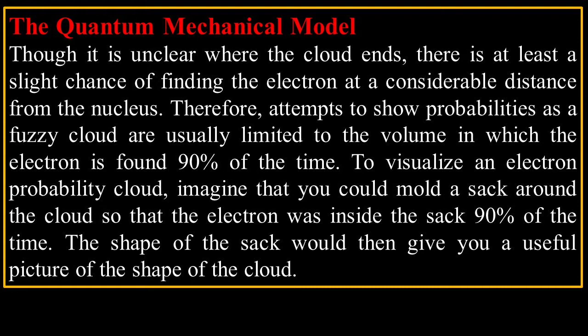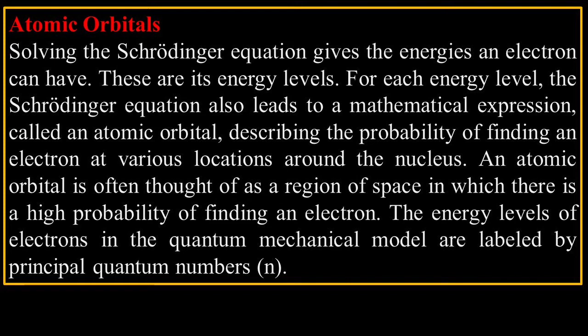Solving the Schrödinger equation gives the energies an electron can have. These are its energy levels. For each energy level, the Schrödinger equation also leads to a mathematical expression called an atomic orbital, describing the probability of finding an electron at various locations around the nucleus. An atomic orbital is often thought of as a region of space in which there is a high probability of finding an electron.